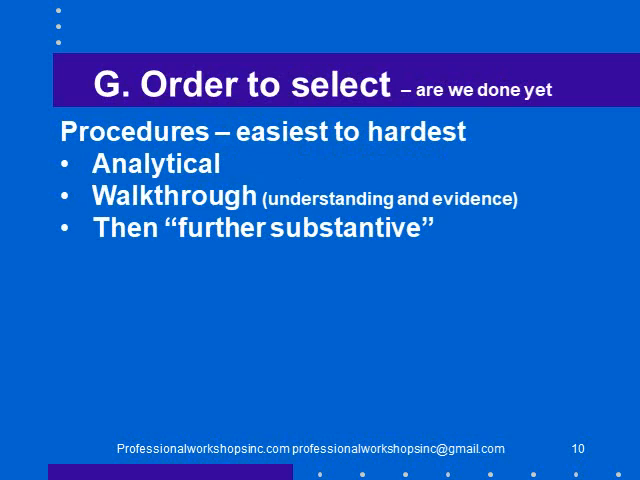The order to select procedures in. And I like the question, are we done yet? So every time you plan an audit procedure and start with the easiest first and move up to the hardest, are we done yet? So we'll do analytical procedures first. They're quick and easy. Next we'll do a walkthrough, kind of have to for D&I.